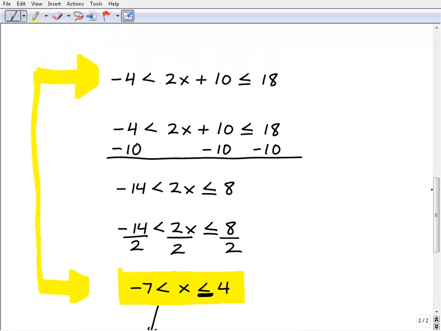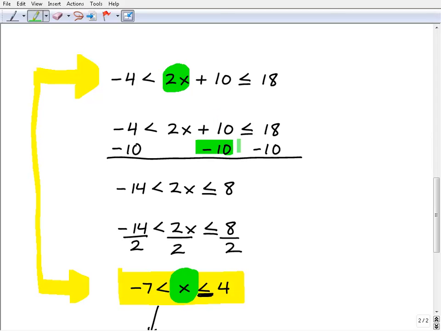Okay, so this is the basic graph of that inequality. Now let's go ahead and quickly talk about how we got there. So basically when you're solving compound inequalities, what you're doing is trying to solve for x in the center of this statement. So you can see here we have a 2x. We have -4 is less than 2x plus 10 is less than or equal to 18. So the objective is to get x in the center by itself.